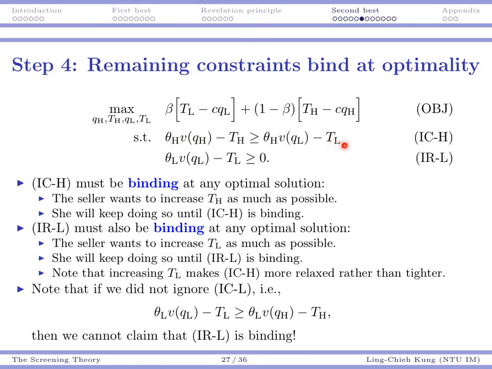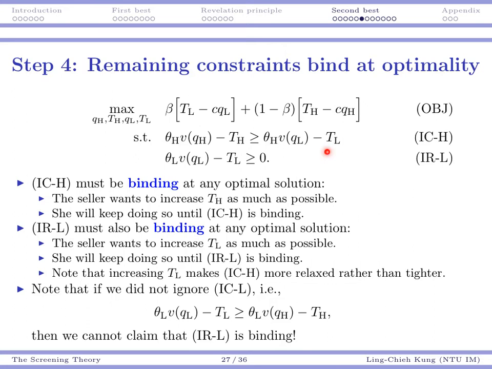If the constraint is not binding, I definitely can choose to increase TH to earn more. So ICH must be binding. At the same time, IRL must also be binding. So for IRL, I have TL here. I will try to increase TL until the second constraint is binding.